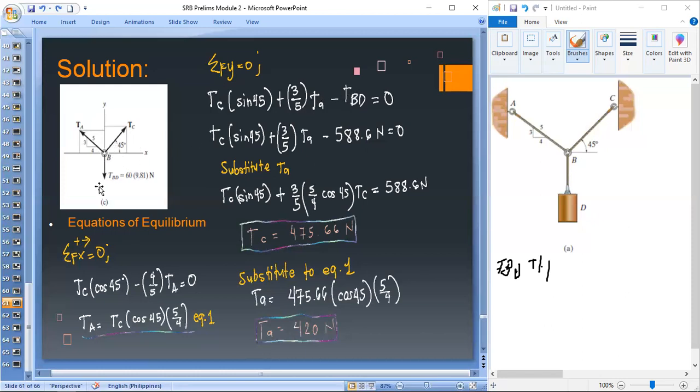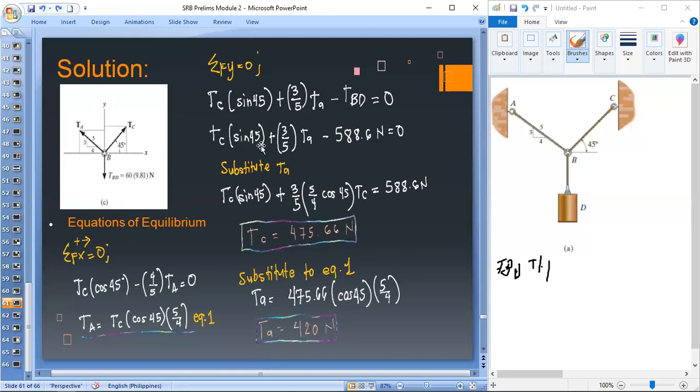Your TBD is your forces acting on your y-axis, no? So it's just y, because it goes straight, it isn't slanted. So you have no x component there. It's 90 degrees. It doesn't leave your y-axis.